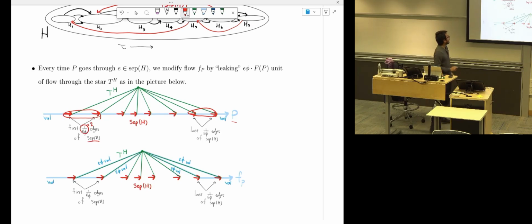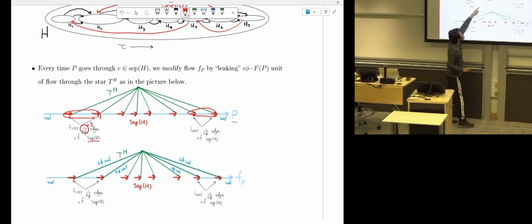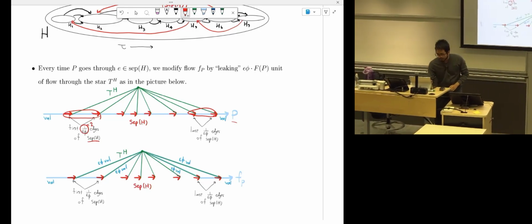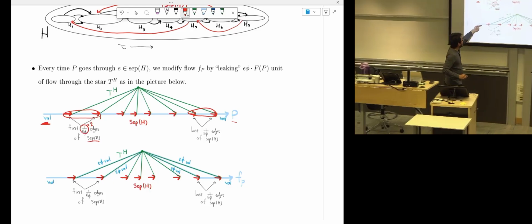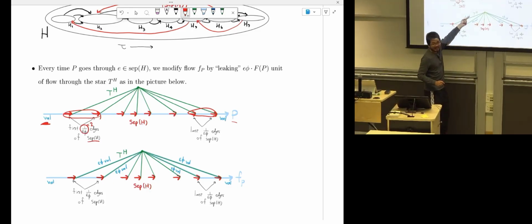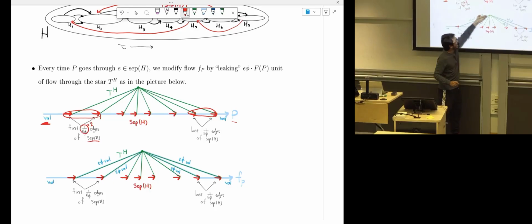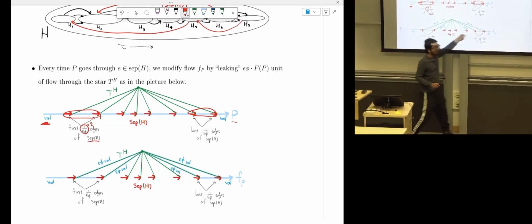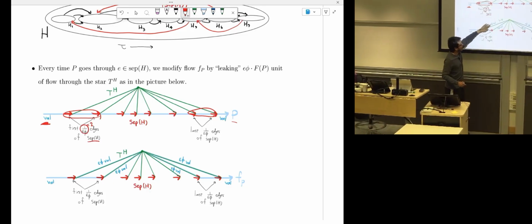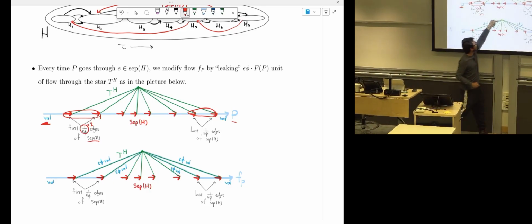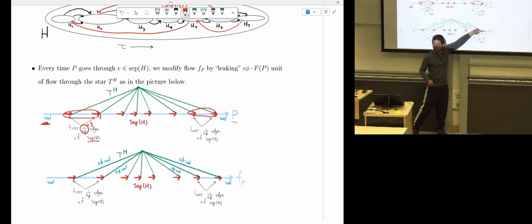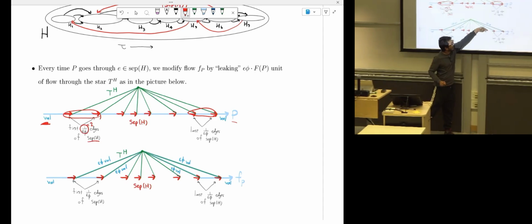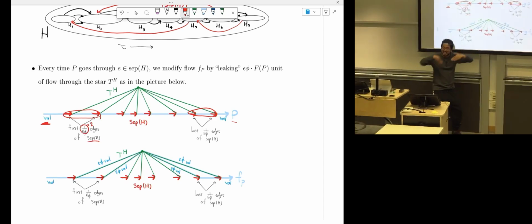And what we're going to do is, when you go through the separator edge, this path has value val. I'm just going to leak epsilon phi val through the star edge and then go here. So it kind of shortcuts some unit of flow through the star. And then go through another one, it shortcuts again. So it kind of leaks the flow through the star.